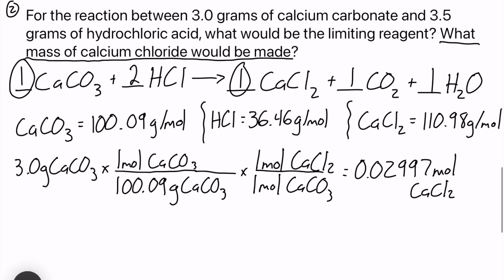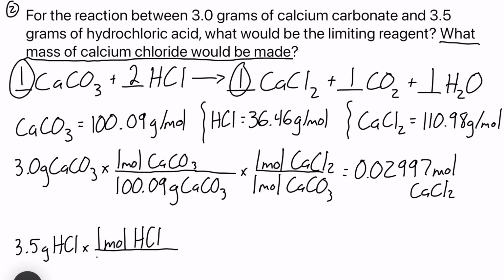We need to do our other reactant though. So let's go ahead and start at 3.5 grams of HCl. We're going to follow the same steps here to figure out moles of CaCl2 from our 3.5 grams of HCl. So we'll have 1 mole of HCl on top, and we are dividing by the molar mass of HCl, so 36.46 grams of hydrochloric acid. And now this is where we're going to get into our moles of CaCl2.